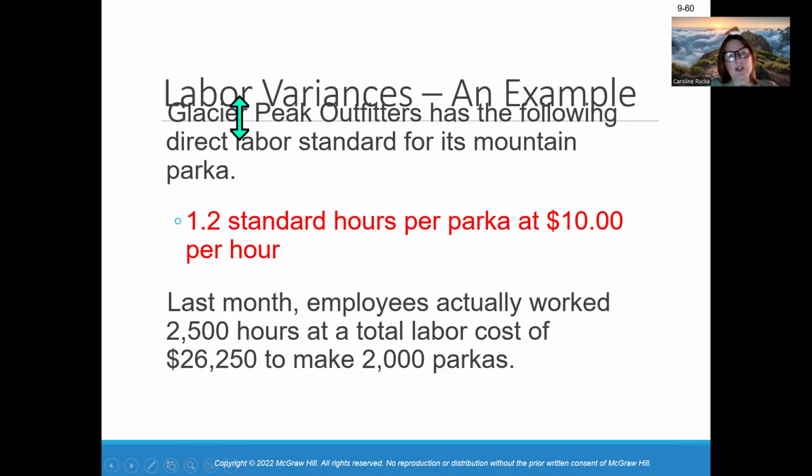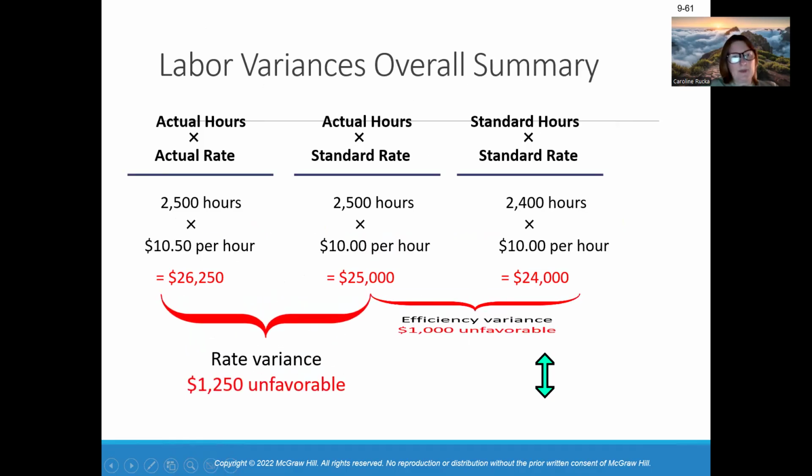Okay, so we're back to Glacier Peak Outfitters. We have the following direct labor standard for its mountain parka: 1.2 standard hours per parka at $10 per hour. Last month, employees actually worked 2,500 hours at a total labor cost of $26,250 to make 2,000 parkas.